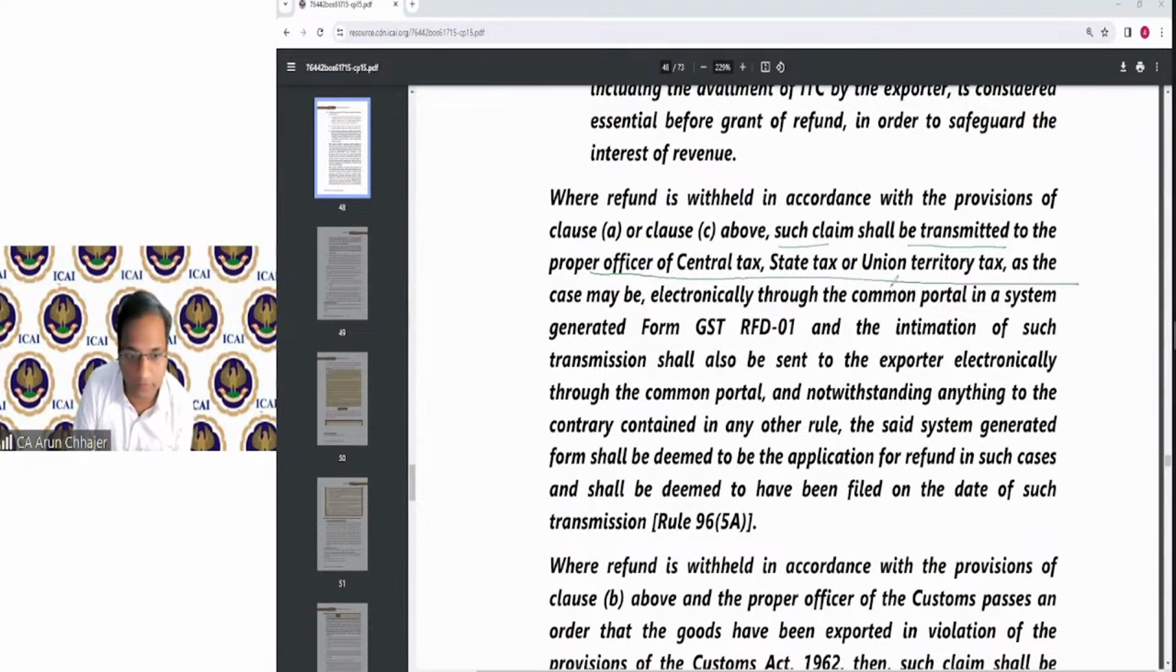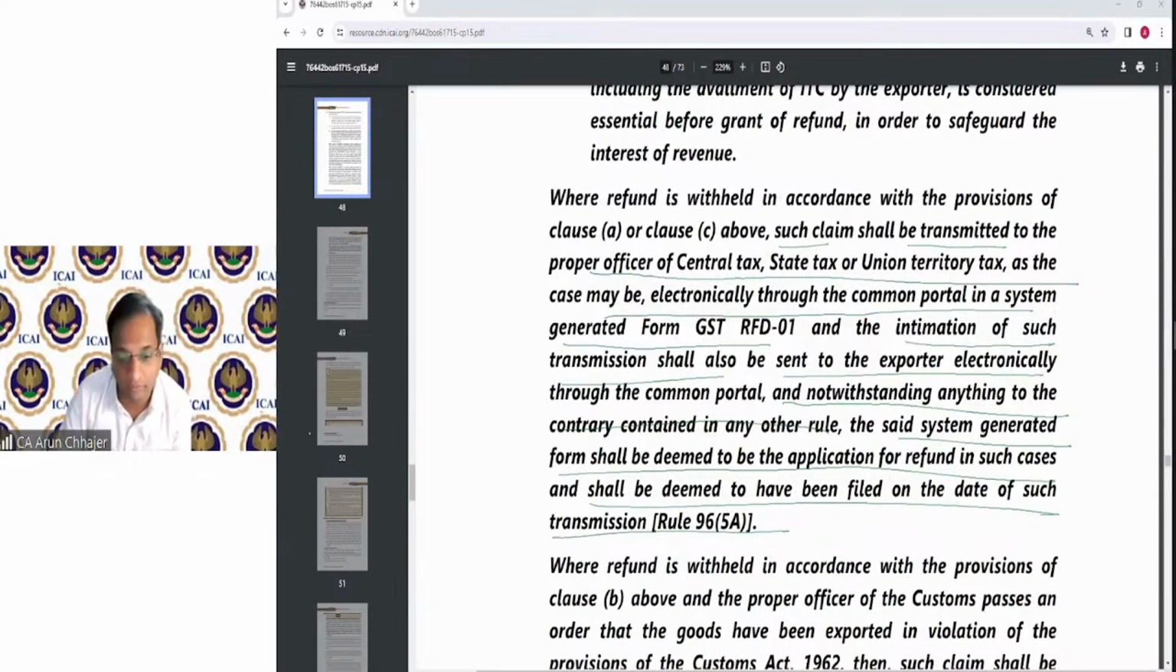Then such claim shall be transmitted to the officer electronically through the common portal in a system generated RFD-01, and the intimation of such transmission shall also be sent to the exporter, and notwithstanding anything to the contrary contained in any other rule, the said system generated form shall be deemed to be the application in such case and shall be deemed to have been filed on the date of such transmission.